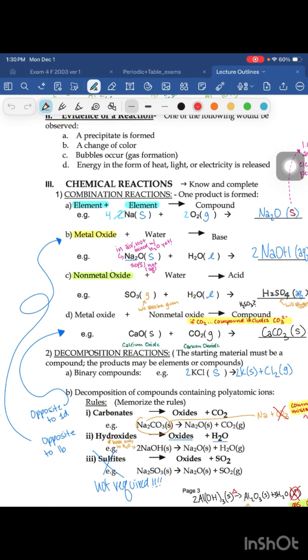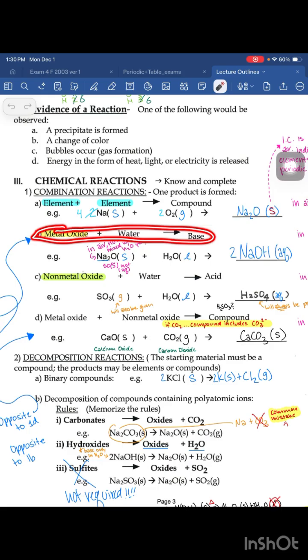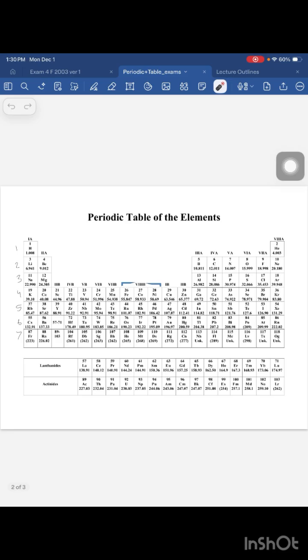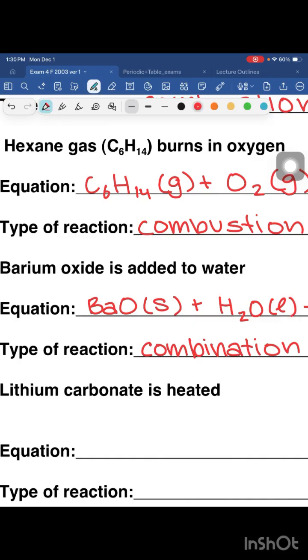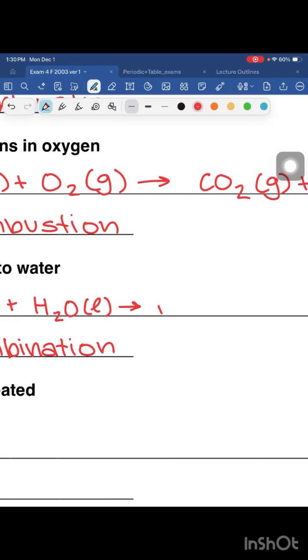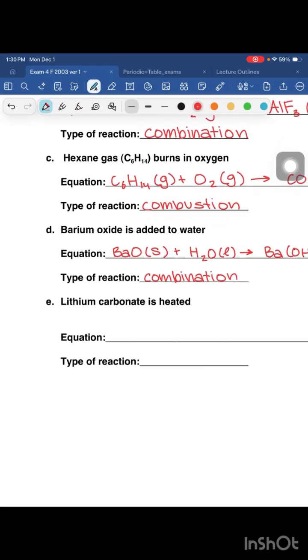If we go over to your lecture outline, this goes under metal oxide plus water becomes a base. So in this case, we have the metal oxide of barium oxide, and it's added to water. So when we combine these together, we're going to get barium hydroxide. And we have two hydroxides because barium has a 2+ charge. And this is a strong base, making it aqueous.